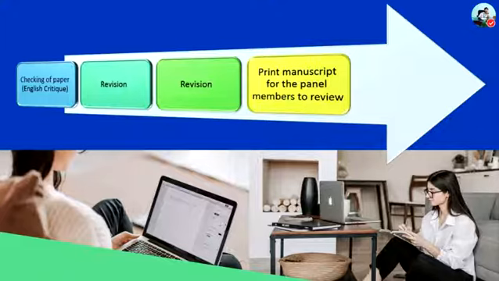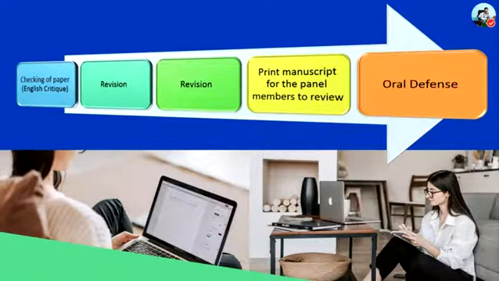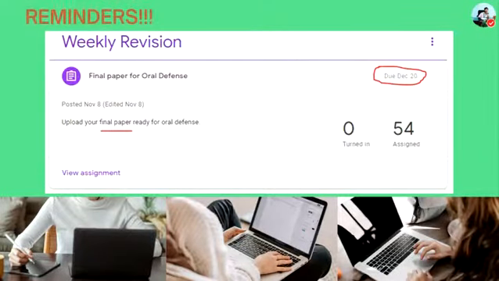Also, don't forget to upload the soft copy of your paper in our Google Classroom. After giving the manuscript to the panel members, it must be one week in advance of the schedule of the oral defense. I will just give you some updates on the schedule of our oral defense, and a reminder. I already posted it last November 8th that the deadline for uploading the final paper of your manuscript that is ready for oral defense is December 20. It means that when you upload your final paper, you have already undergone the process I mentioned earlier.